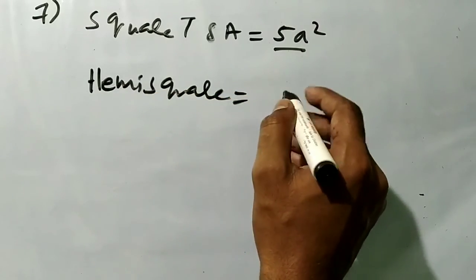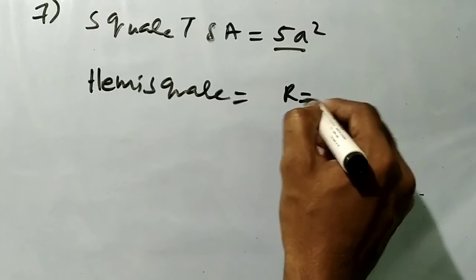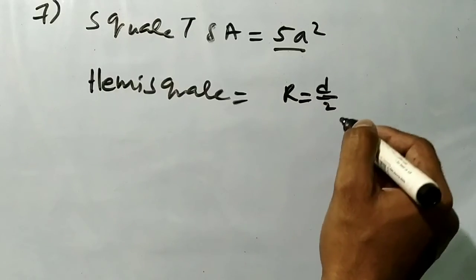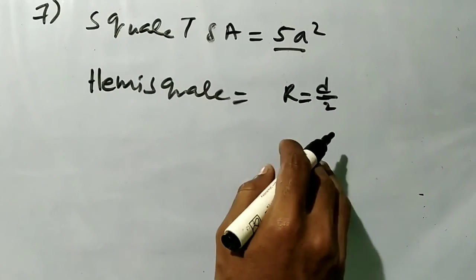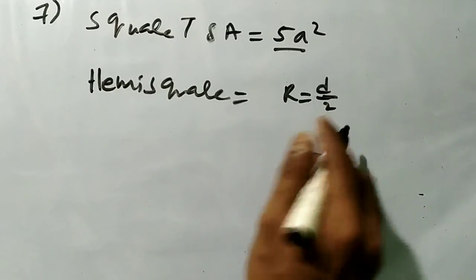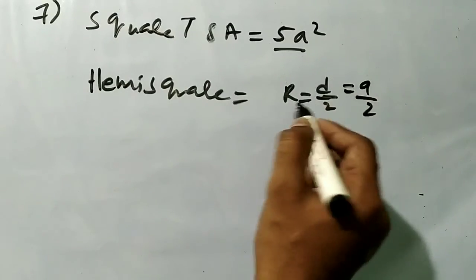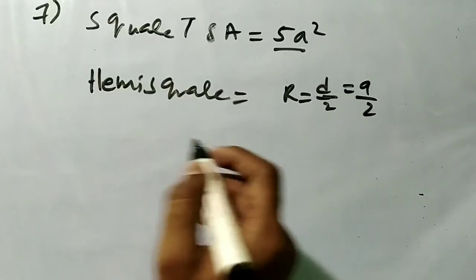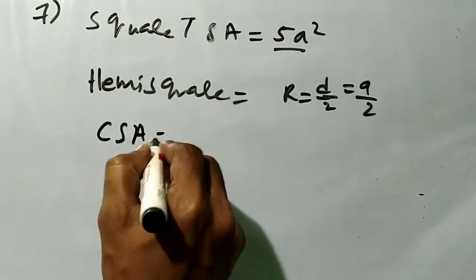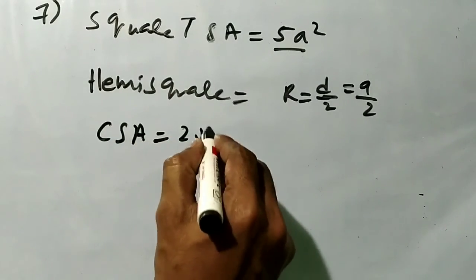The radius is equal to d by 2. In the question they have given that the diameter of the hemisphere is equal to the length of the cube. So d is equal to a, and r is equal to a by 2, we got. What is the CSA? The CSA of a hemisphere is 2 pi r square.